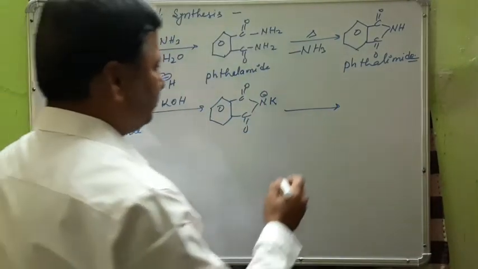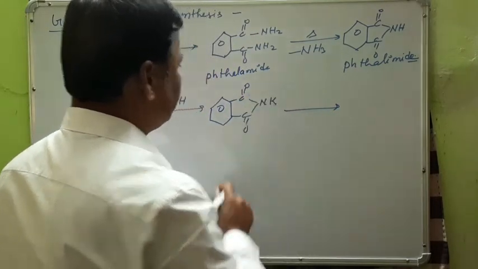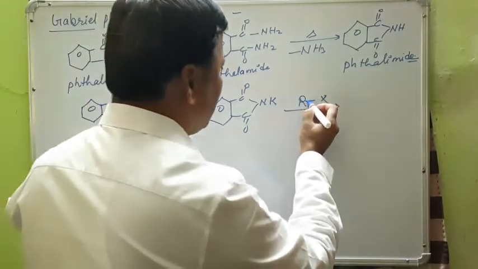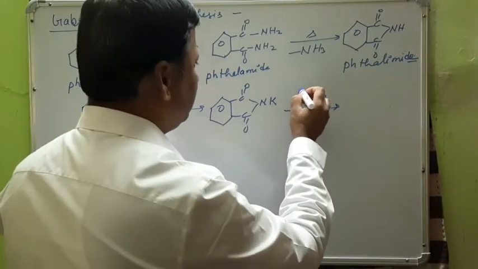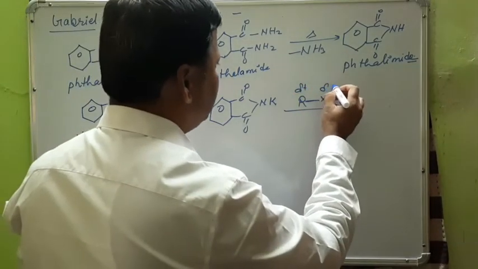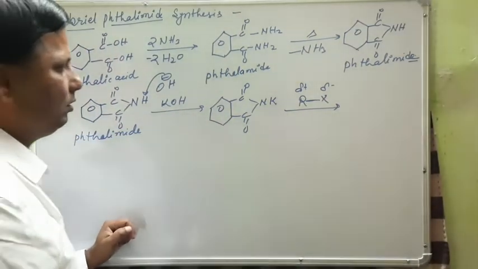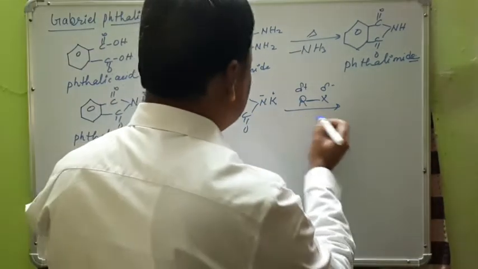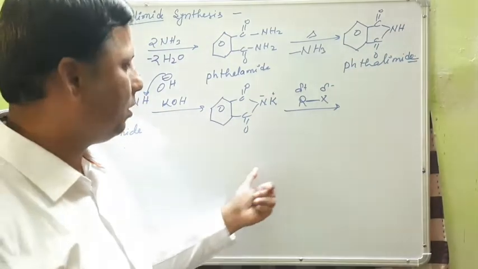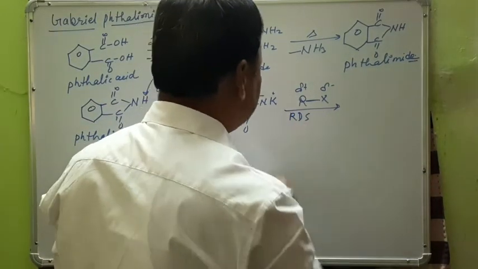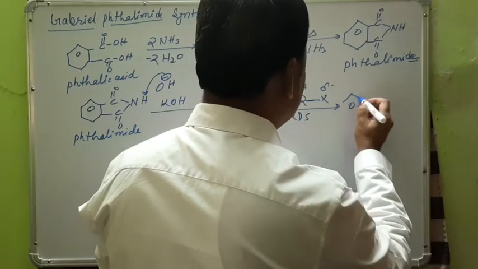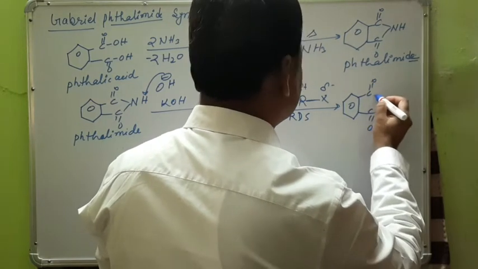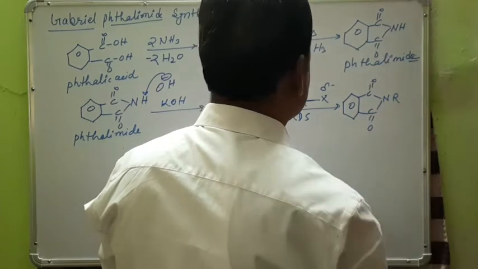Now we will treat this compound with alkyl halide. This is alkyl halide. We know in this alkyl halide this carbon contains delta positive charge and this X contains delta negative charge. Here is also delta plus and delta minus. And this is the slowest step of this reaction, so this is also called the rate determining step, RDS, of this reaction. In the next step we will get this compound.